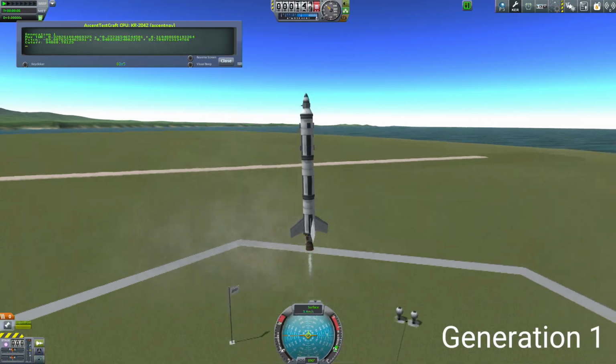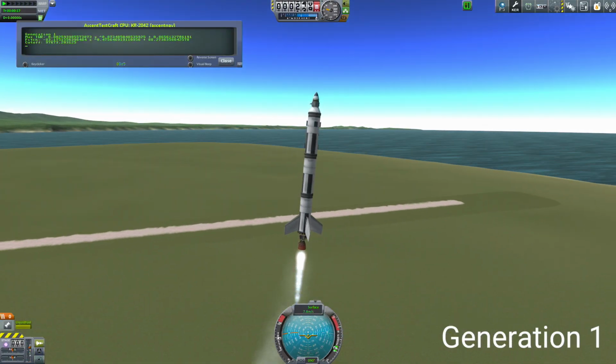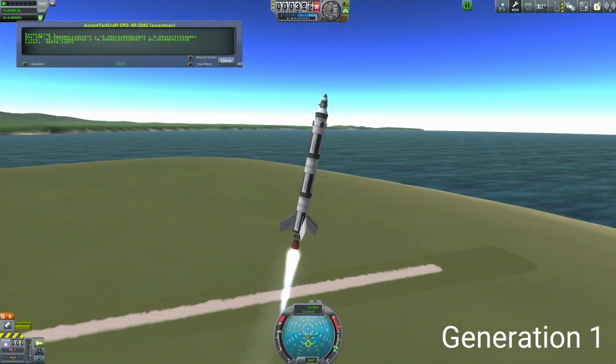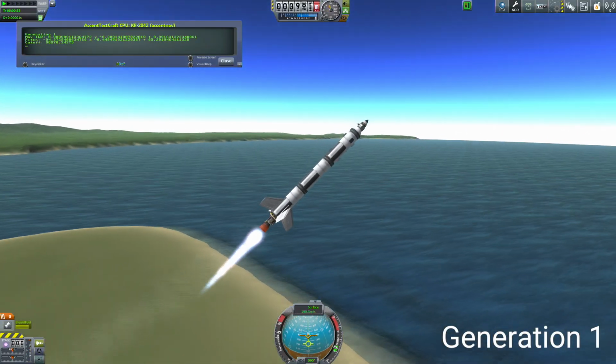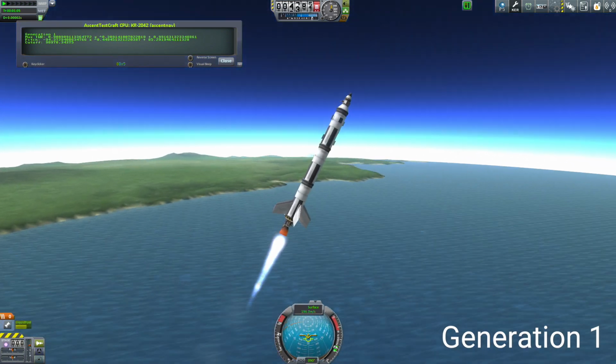And on the launch pad, first flight, all right, did not do too well. And the second one did not do too well either. But the third one seems to be doing roughly okay. It's tilting over pretty aggressively. Okay, nope, it's going vertically again.